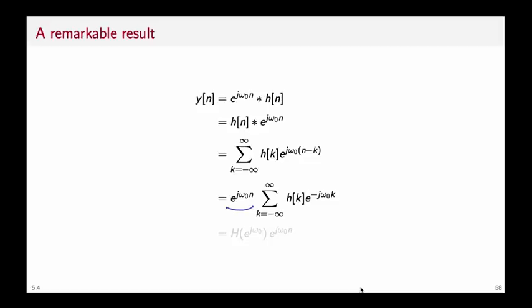But now this term here, we know very well what it is. It's the DTFT of the impulse response computed in omega 0. So it's big H of e to the j omega 0, which multiplies our original input e to the j omega 0 n. Hence the name eigensequences. Just like an eigenvector is a vector that, when multiplied by a matrix, gives a scaled version of itself, an eigensequence is a sequence that, when input to a linear time invariant filter, returns the sequence itself times a scaling factor, which happens to be the value of the DTFT of the impulse response at the frequency of the input.